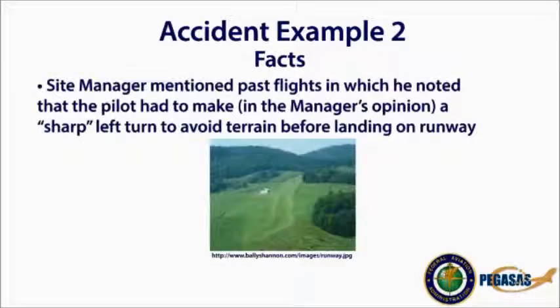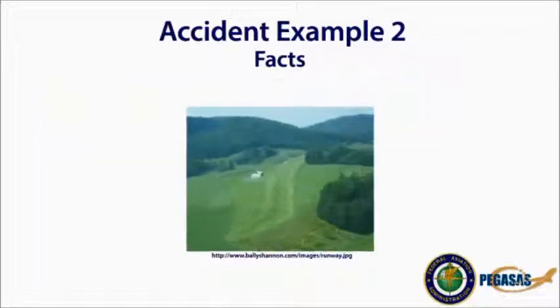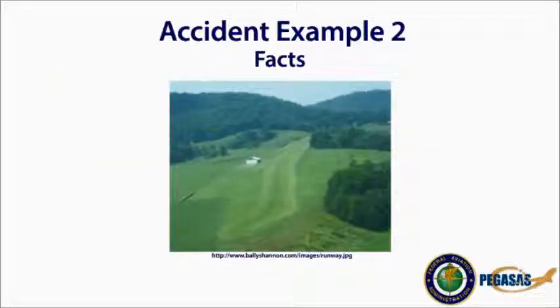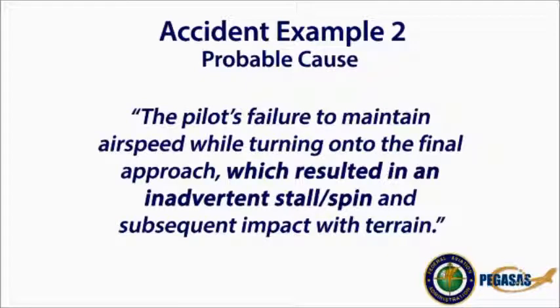The site manager mentioned past flights in which he noted that the pilot had to make, in the manager's opinion, a sharp left turn to avoid terrain before landing on the runway. This is a picture taken from the final approach course, and as you can see, the terrain is varying and the pilot would need to modify the approach path. The NTSB found the probable cause to be the pilot's failure to maintain airspeed while turning onto the final approach, which resulted in an inadvertent stall spin and subsequent impact with terrain.